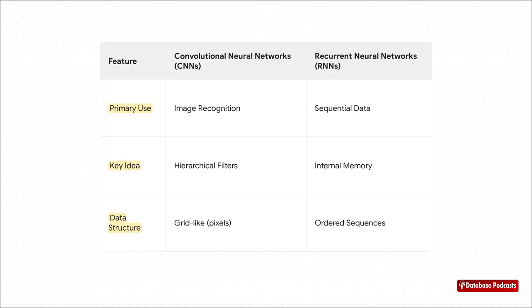If your data is laid out in a grid where what's next to what really matters, like the pixels in an image, then a CNN with its hierarchical filters is the tool you need. But if your data is an ordered sequence where context builds up over time, like the words in a sentence, then an RNN with its internal memory is absolutely the solution.